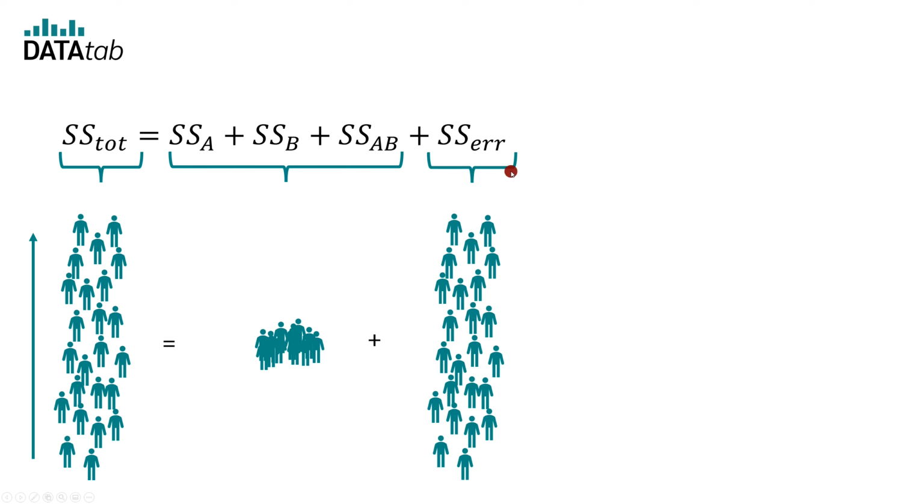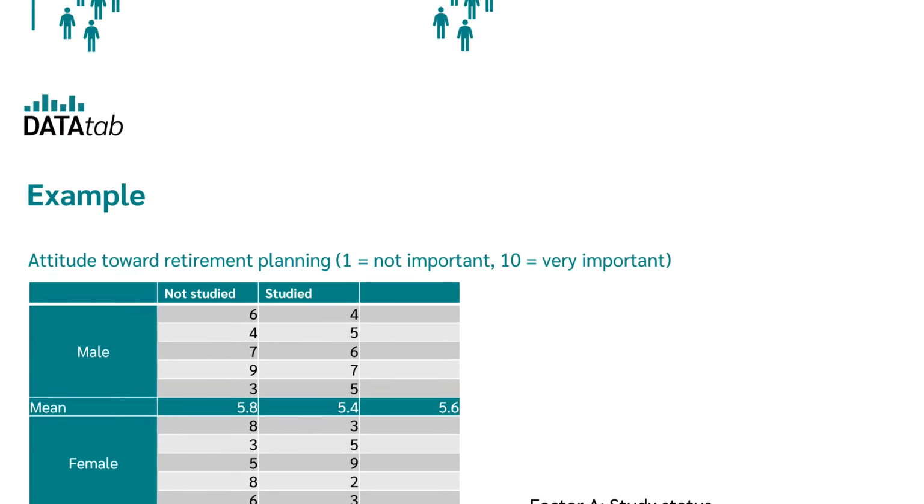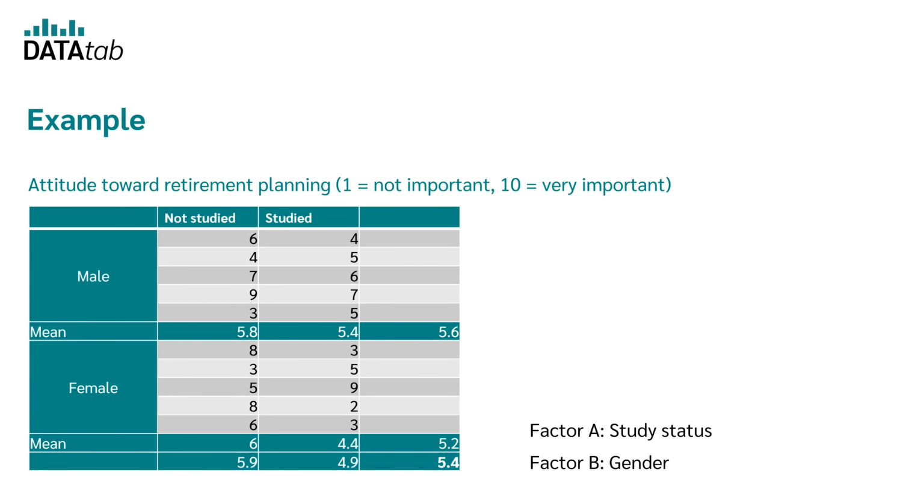Now comes the big question. How do we calculate the different sums of squares? We will now go through this using our example. Here we have our data, once not studied and studied, and once male and female. First, we calculate the mean values we need. We calculate the mean value of the individual groups, thus of male and not studied, that is 5.8, then of male and studied, which is 5.4, and we do the same now for female.